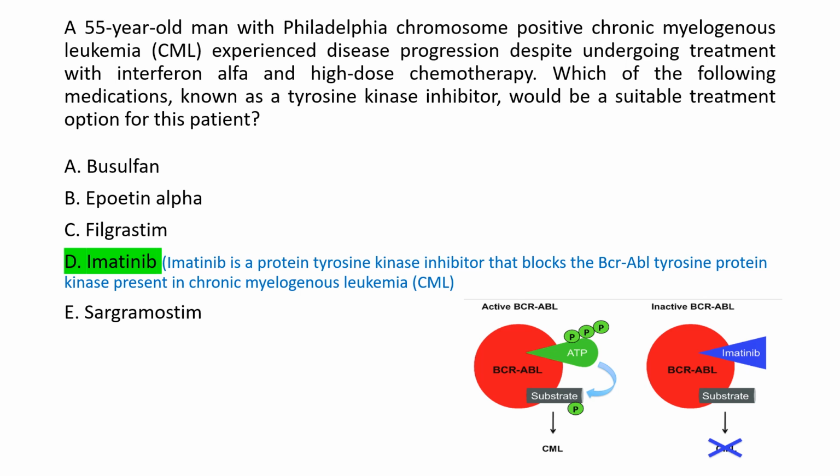To highlight the mechanism, on the left side of the diagram, you see the active BCR-ABL using ATP to phosphorylate substrates, which drives the CML progression. On the right side of the diagram, imatinib binds to the protein, preventing ATP binding and deactivating the kinase. This stops the cancer cells in their tracks.